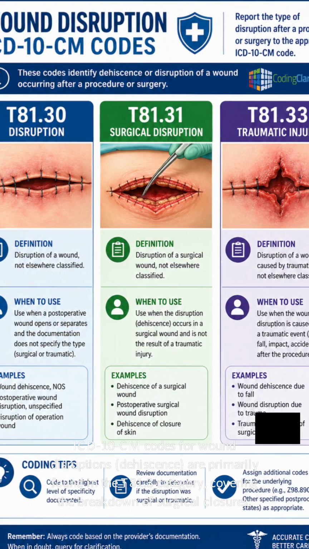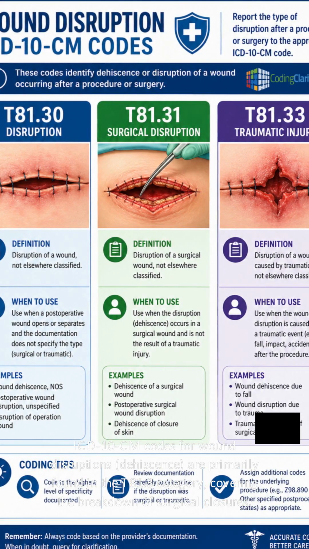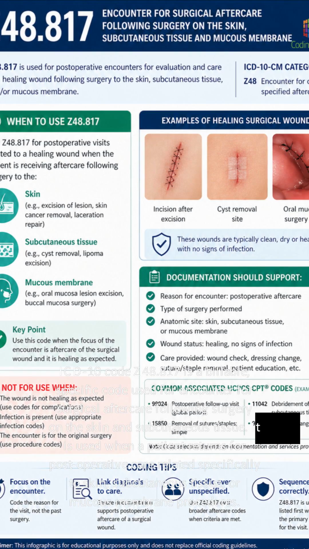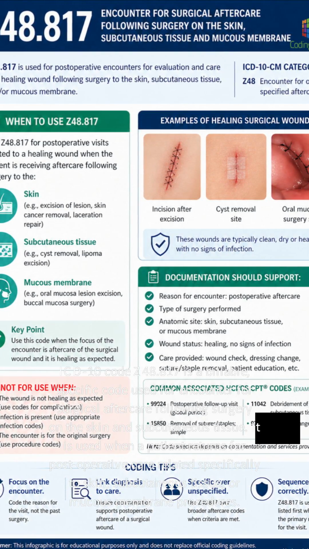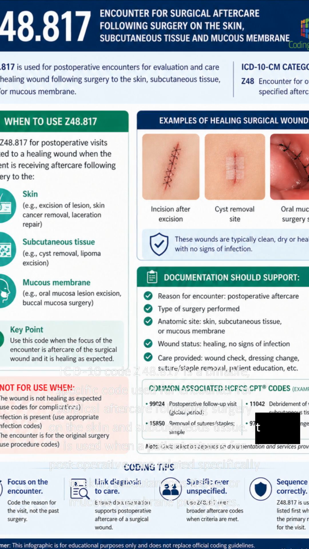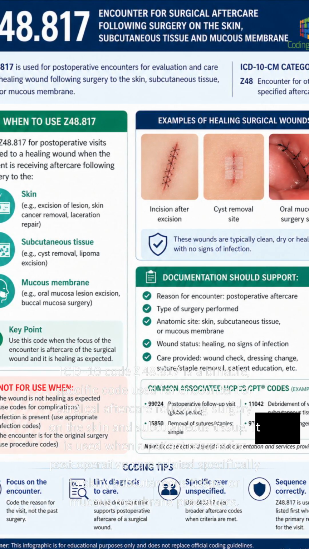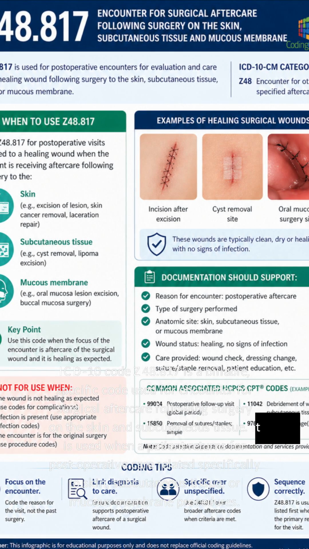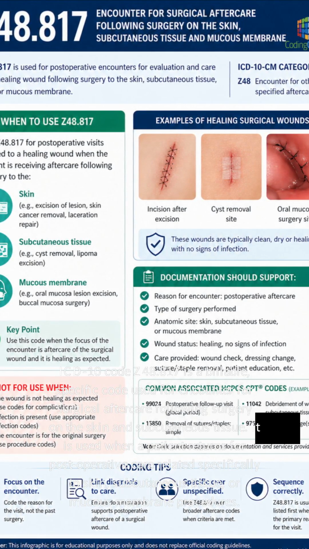ICD-10-CM codes for wound disruptions, dehiscence, are primarily found in the T81.3 category, covering the breakdown of surgical closures. ICD-10 code Z48.81 is a billable, specific code used for encounter for surgical aftercare following surgery on the skin and subcutaneous tissue. It is used when a patient returns for post-operative care related specifically to skin, subcutaneous tissue, or mucous membrane procedures.